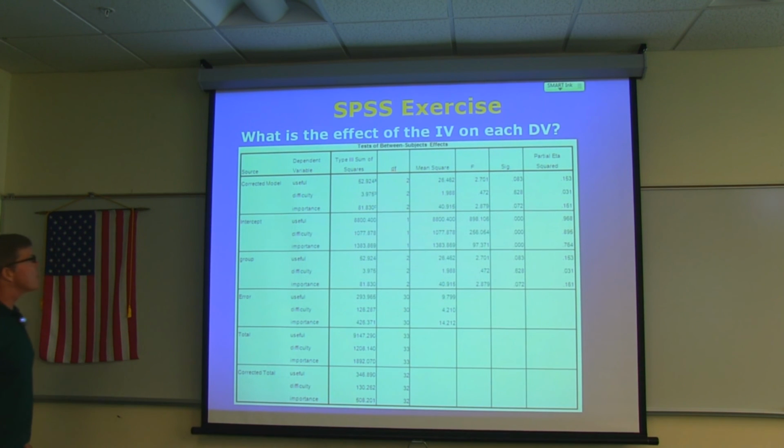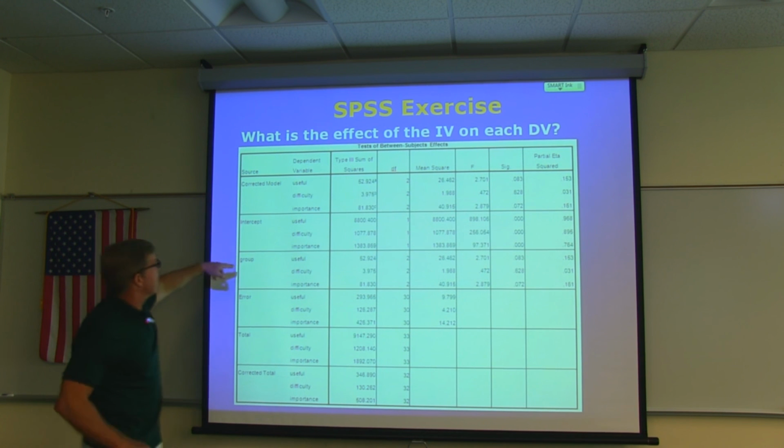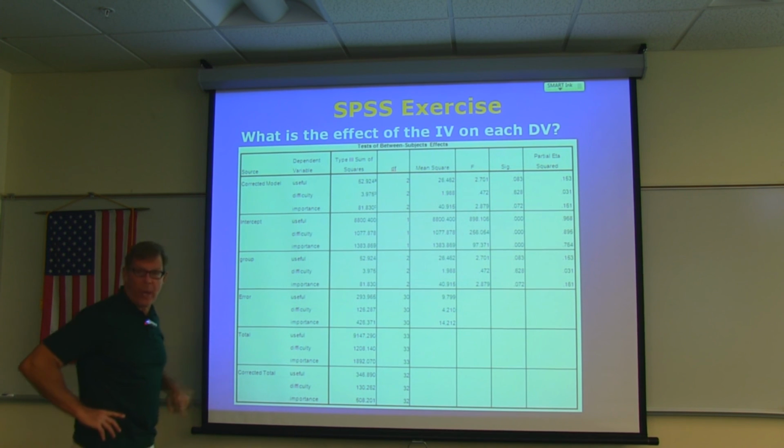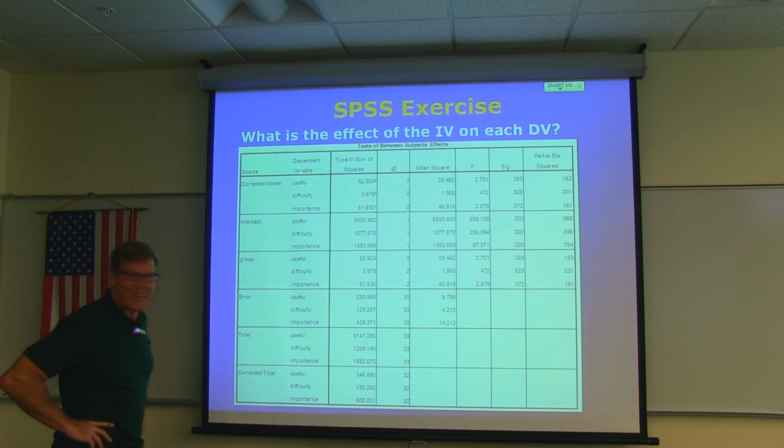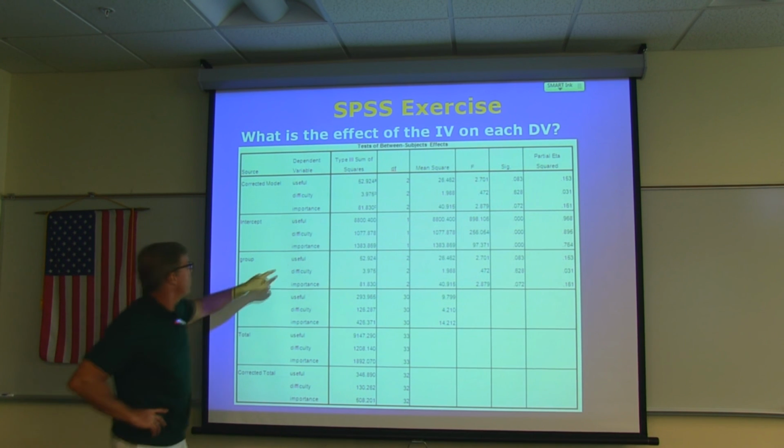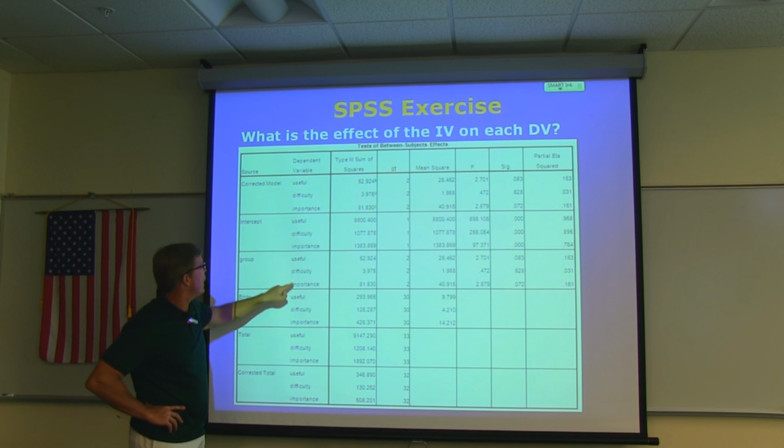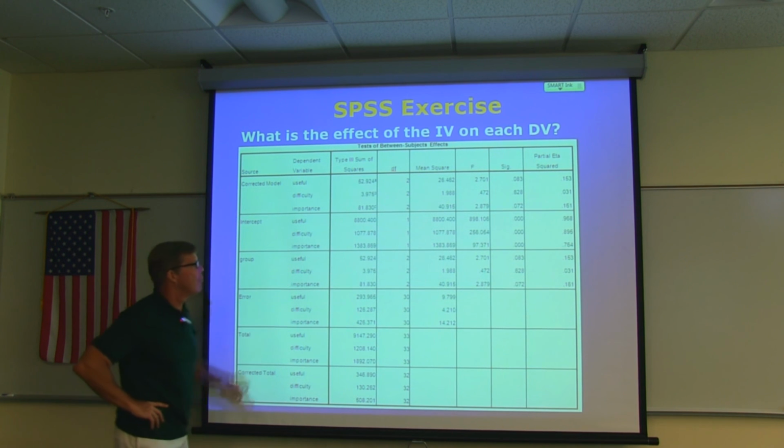Now we're getting a little bit more specific, okay? The tests of between-subjects effects. This is the one-way ANOVA post hoc tests, all right? In this case, we have to do 3 of them for each DV. See that? We do 3 of them.